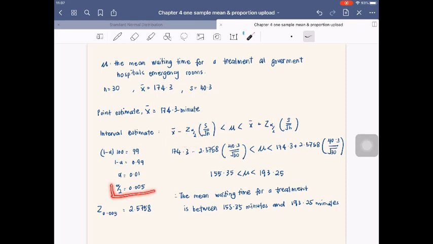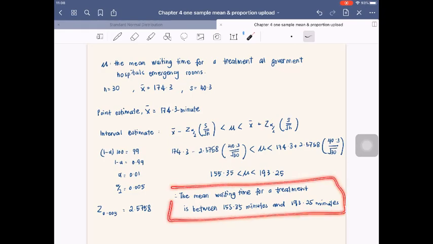Remember, you need to have Z alpha over 2. So alpha over 2 will be equal to 0.005. From your distribution table, when alpha equal to 0.005, your Z will be equal to 2.5758. Then you substitute all the value that we have inside this formula. We're going to have our mean between 155.35 minutes and 193.25 minutes. Then don't forget to interpret your interval.